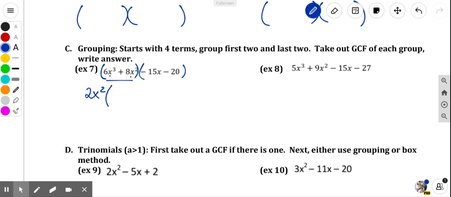They both have at least 2 x's. Then you do your parentheses. 2x squared times what would give us 6x to the third? It's going to be 3x. 2x squared times what would give us 8x squared? It's going to be 4.